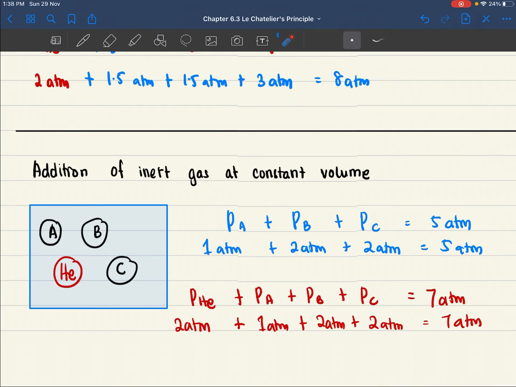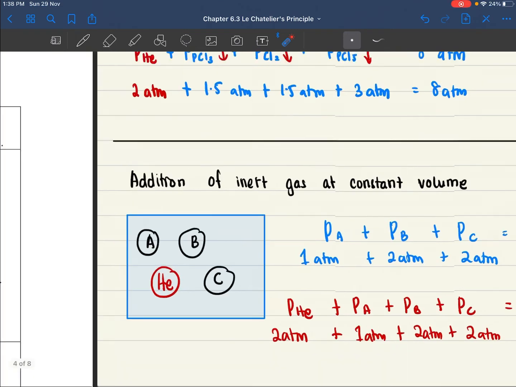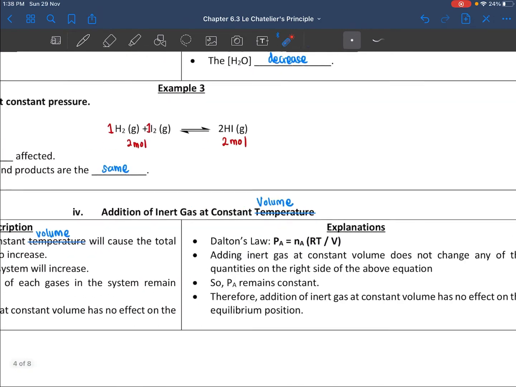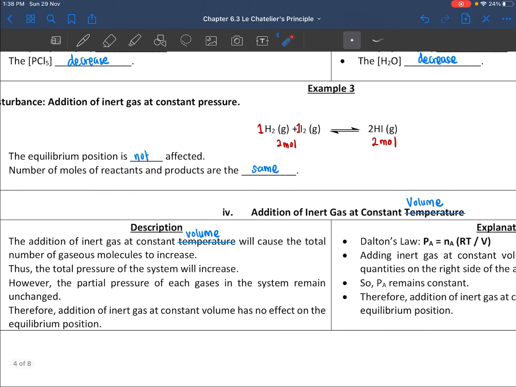Since kita tambah inert gas at constant volume, dia punya partial pressure of each gas ni tidak berubah. So kita anggap equilibrium position tu pun tidak affected, tidak terganggu lah. Okay, so hopefully boleh faham. Situasi ni lain daripada yang tadi. Kalau kita nak faham, bila addition inert gas at constant volume, dia punya total pressure meningkat, partial pressure of each gas tu masih sama. So disebabkan partial pressure tu sama, tak ada perubahan terhadap equilibrium.